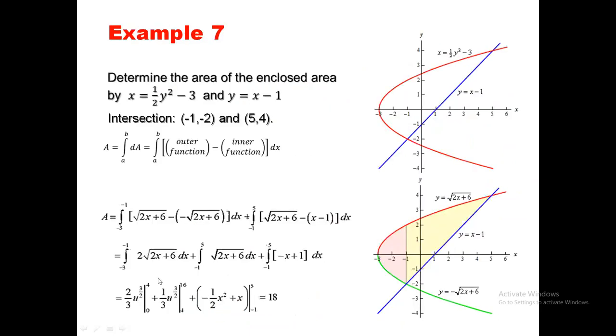Now we go to sample number 7. Determine the area of the enclosed area by x equals 1/2 y squared minus 3 curve. This is your parabola opening to the right, and this is your line x equals y plus 1. So the area actually is this region here.